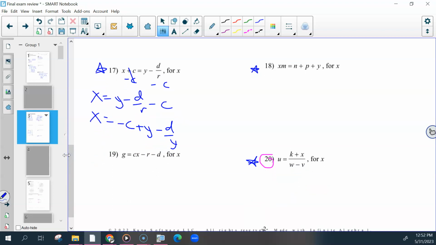Okay, 18 is similar. We're adding n and p and y, but we just need to get rid of m by doing what? Divide. And we're going to do that all at the same time. So n plus p plus y all over m. And that's it.